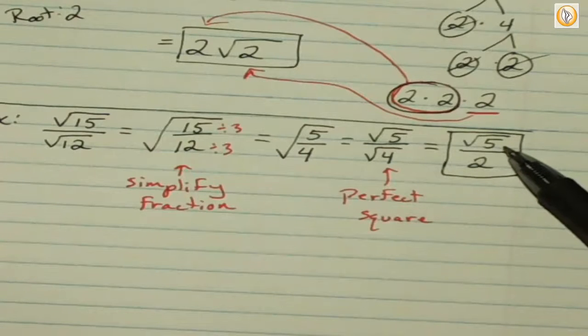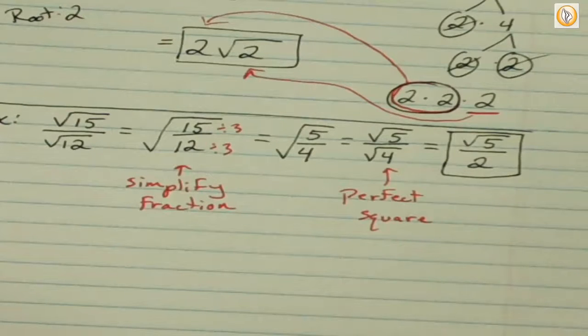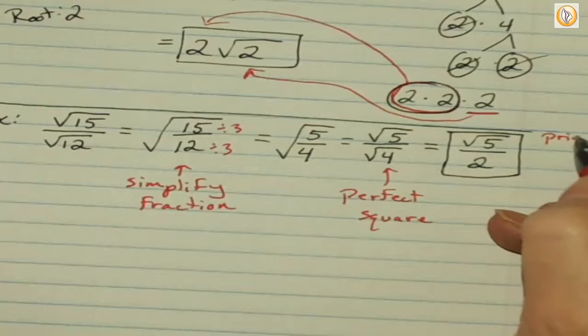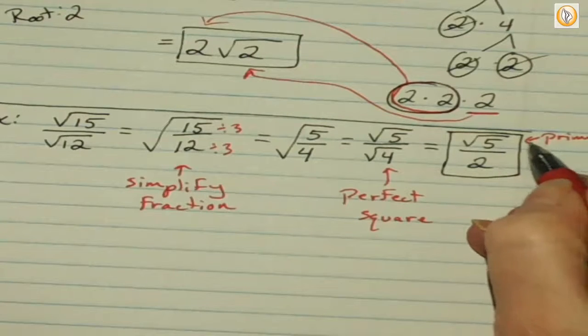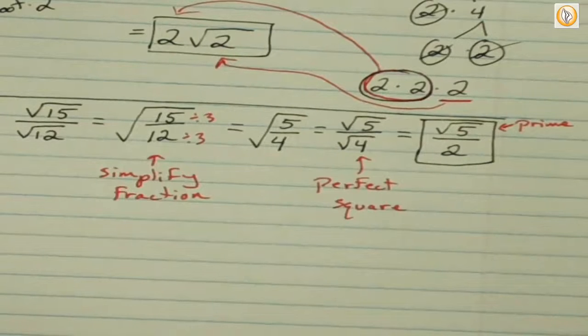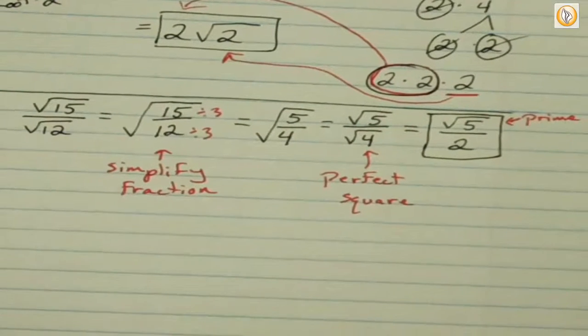You can't simplify the square root of 5, right? Because it's prime. So then we're done. In fact, if you want, we can say this is a prime number. So we're done. Your notes need to be nice and neat. Okay.